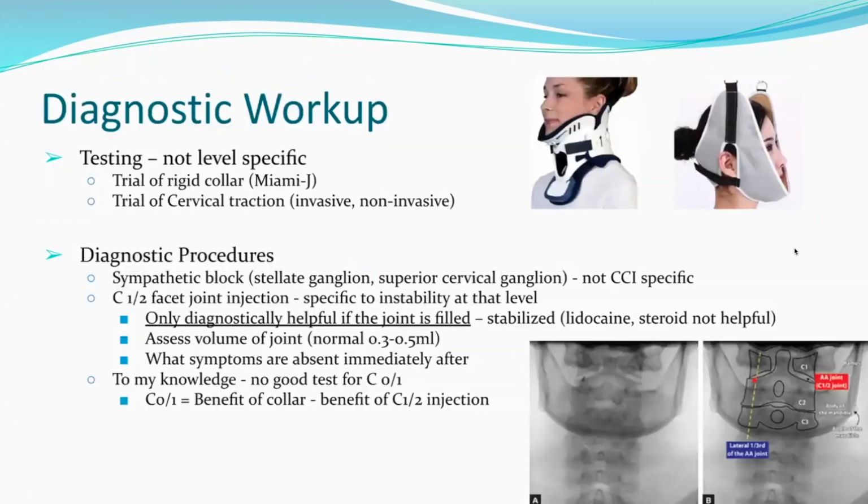All right, diagnostic workup. Testing that's not level specific, meaning OA versus AA. We will trial a rigid collar, such as a Miami J. We may trial cervical traction. Going back to the rigid collar trial, there are different protocols depending on who you speak with. Some will have patients wear it for a few days and see how they feel. Some will have them wear it consistently for 2 weeks and consistently for 6 weeks.